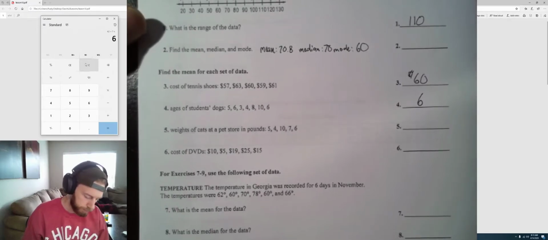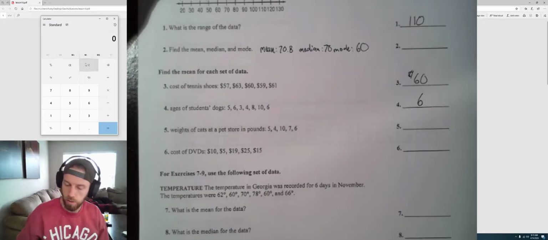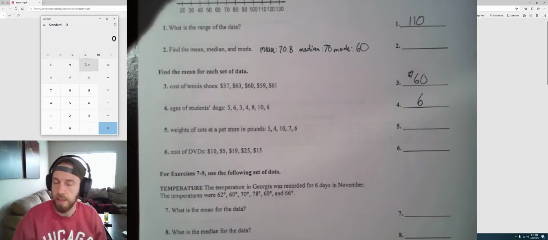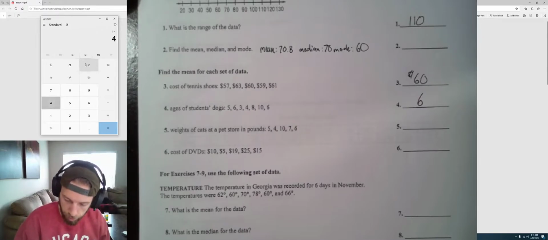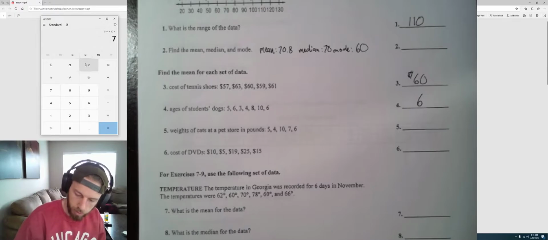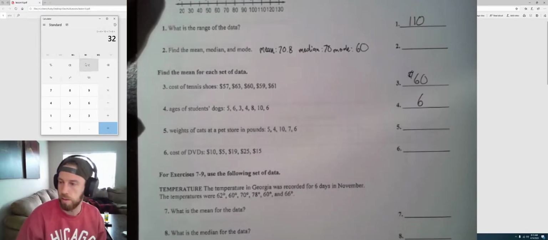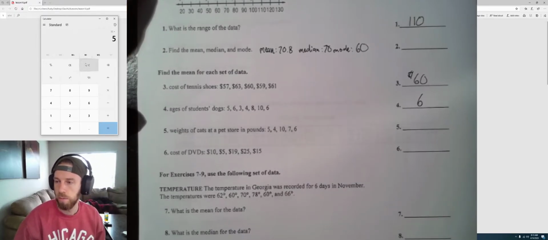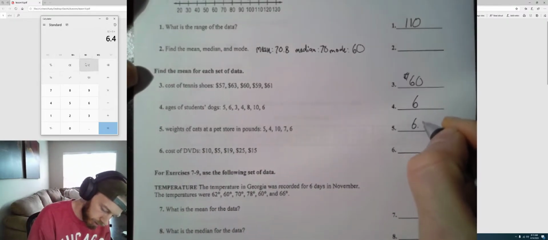Number 5. Weights of cats at a pet store in pounds. Again, finding the mean is the average. Let's add them all up and divide by how many numbers we have. It's 5 plus 4, 10, plus 7, plus 6, or a total of 32. And that's going to be divided by 1, 2, 3, 4, 5 cats. Looks like the average weight of the cats there, 6.4 pounds.